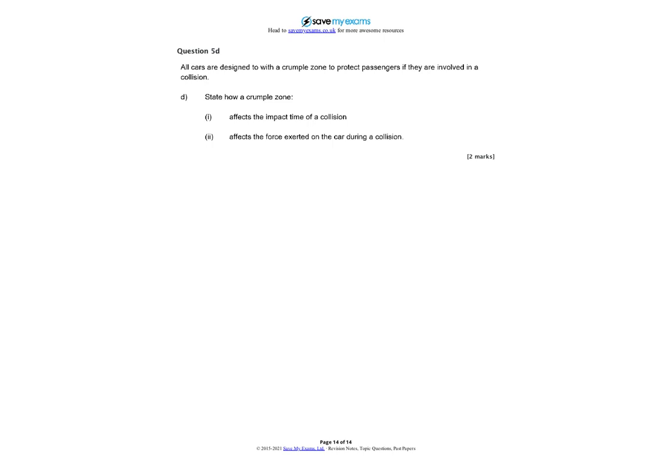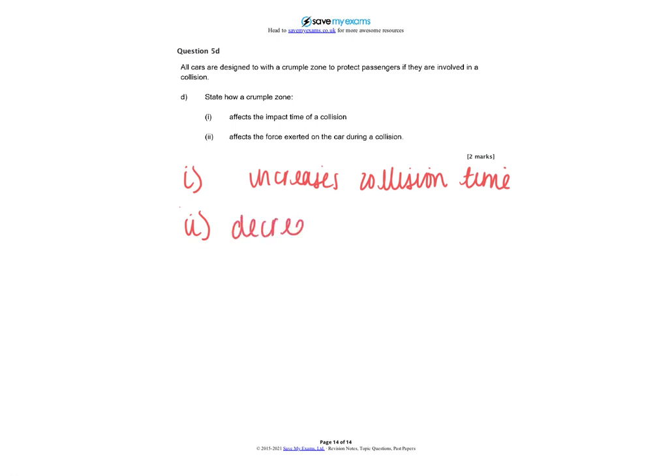And our final part is to talk about crumple zones in cars. State how a crumple zone affects the impact time of a collision. What it does is it increases the collision time. And how does that affect the force? It decreases the force. And that is because our change in momentum is equal to the force times the time.